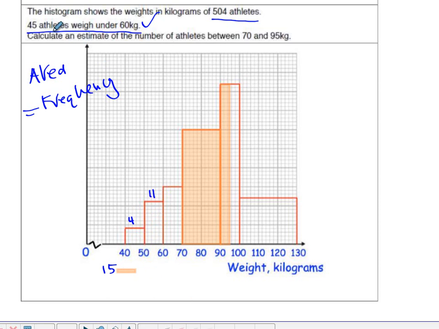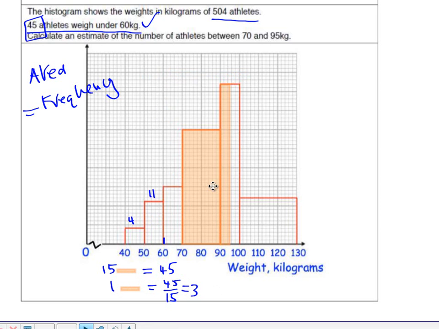Now, 15 strips of this represents 45 athletes. Why? Because they are all under 60 kg. So 15 strips is equals to 45 athletes. Therefore, one strip will be equals to 45 divided by 15, and that's equals to 3. So I know every strip that I see now represents 3 athletes.